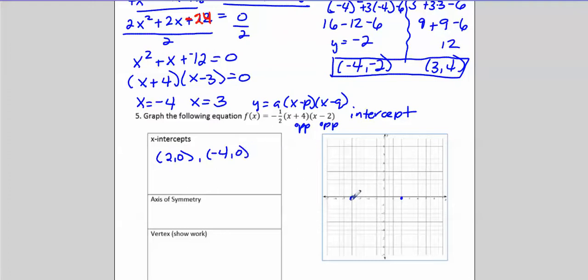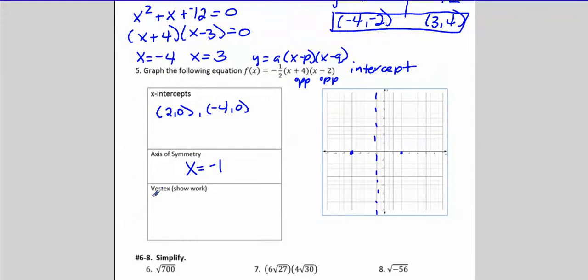The axis of symmetry is halfway between them. So if I count in on both sides, I can count in 1, 2, 3, 1, 2, 3, and this would be my axis of symmetry halfway between them, where all the x values are negative 1. So x equals negative 1. So negative 1 is also going to be the x-coordinate of the vertex. It's going to be somewhere on this line, and I plug negative 1 into the equation to find the y. So y is going to equal negative 1/2, negative 1 plus 4, negative 1 minus 2.